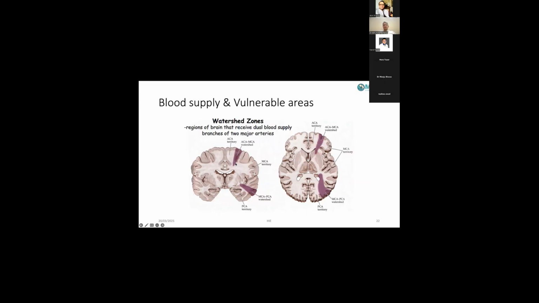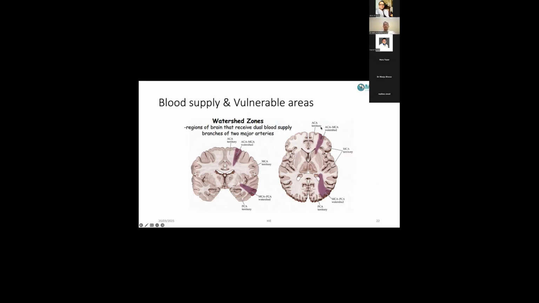Watershed areas, this part of the cortical areas. Again, this is a coronal section: lateral ventricles, foramen of Monro, and the third ventricle here. So this is purely ACA territory, and MCA territory, ACA being anterior cerebral and MCA middle cerebral artery, and this is the area shared by the two arteries. And you will see infarcts in these areas, ischemic changes in these areas. And same for this area, shared by the middle cerebral artery and the posterior cerebral artery.